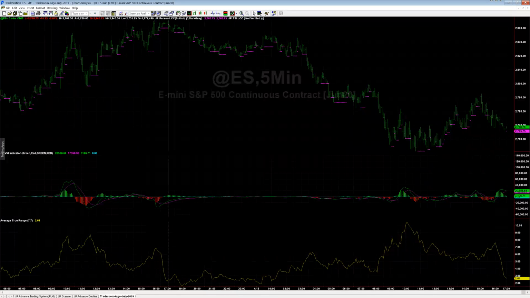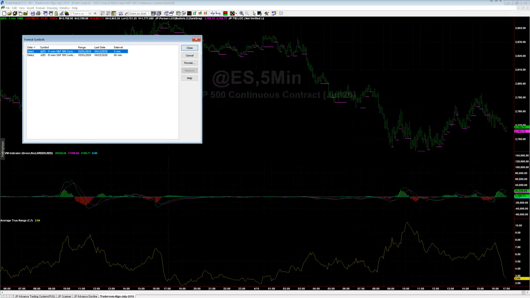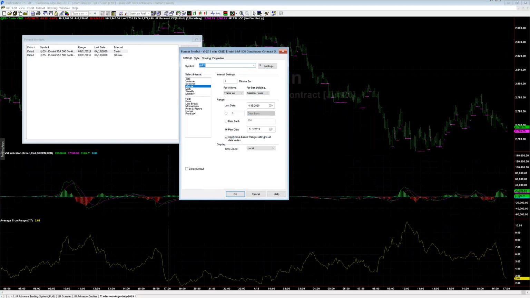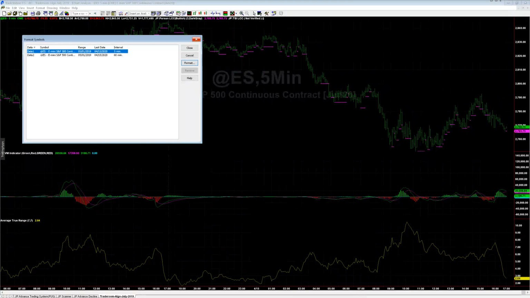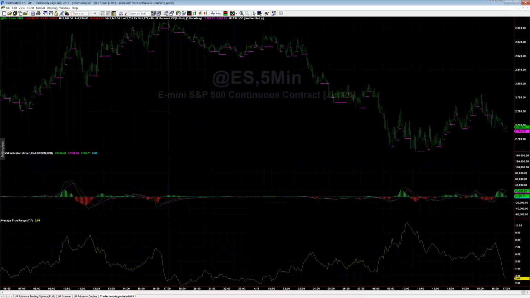So that's $300. So at the height of this movement, when we started the day, double check something: go to format symbol. Time zone is where you want exchange time, which would be Chicago. This is local time, so this is Eastern. I'm in Eastern Standard Time. I generally have mine at local time because I know what I'm doing. When I'm trading, it's local time.